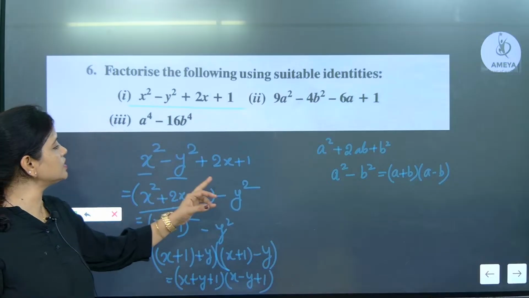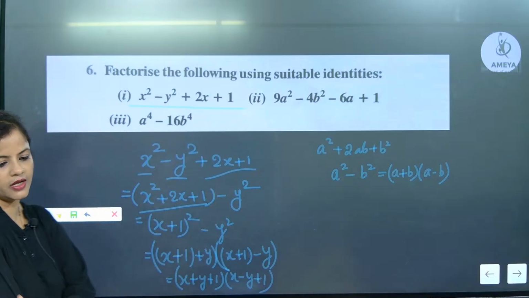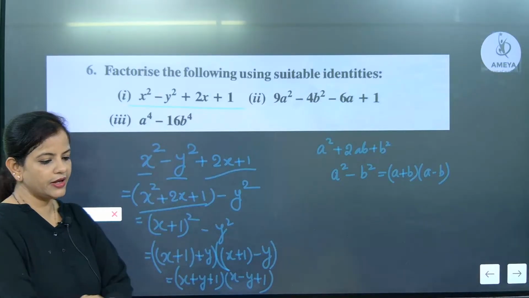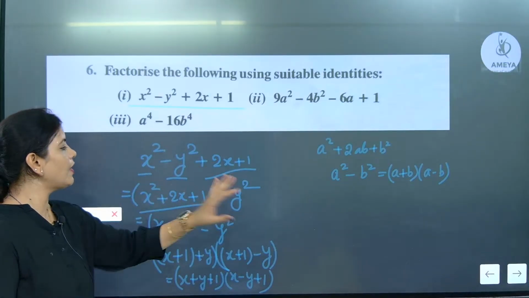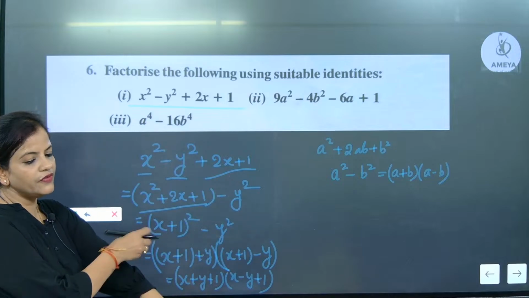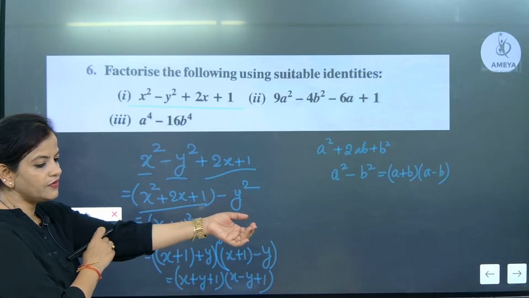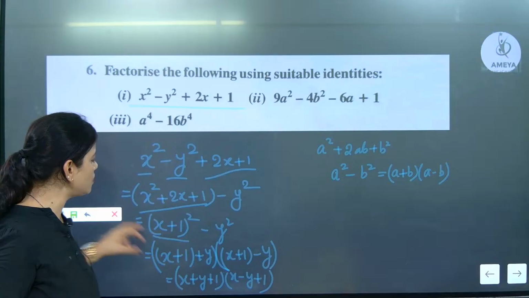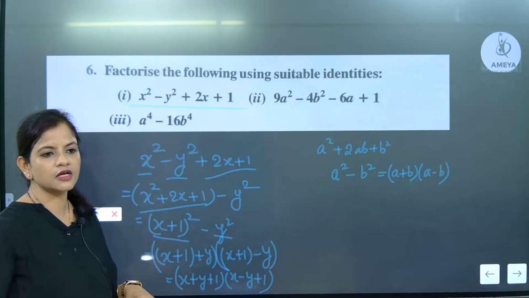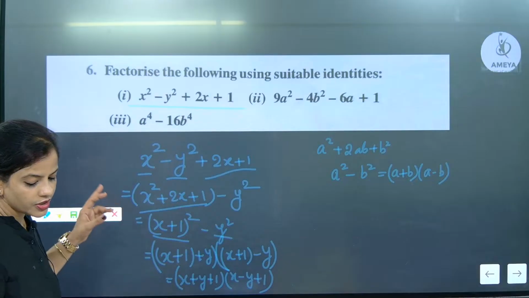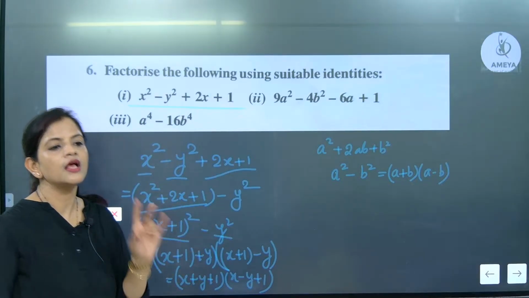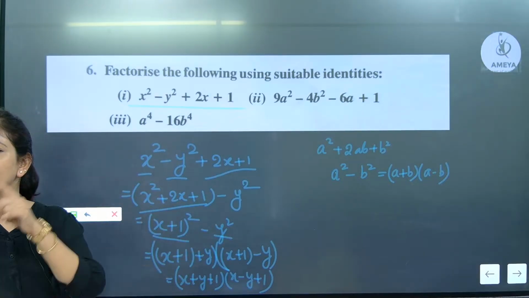x square minus y square plus 2x plus 1 is there. So what actually we did here is we kept the x part on one side and shifted y square to the other side. So we have x plus 1 whole square and y square is coming. So it is coming as a square minus b square. And what is the formula for a square minus b square? a plus b, a minus b.